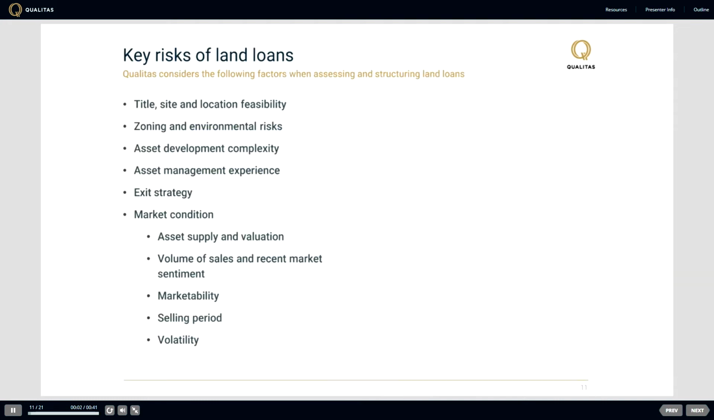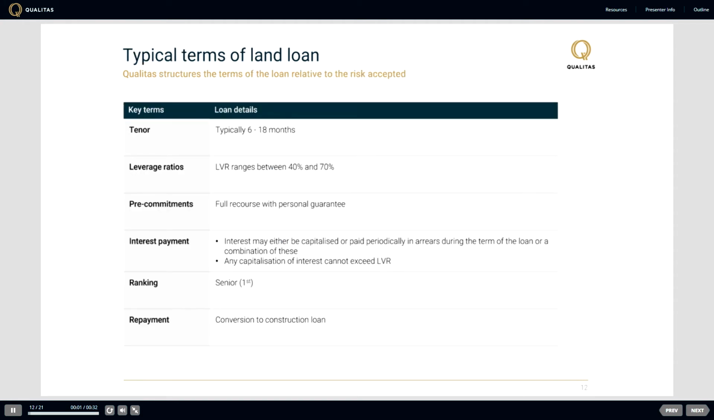So what are the key risks of land loans? When assessing land loan investments, we focus on the development feasibility, exit strategy, developer capability, and market conditions. We require a third-party valuer to provide an independent view on these key aspects and also apply our internal view on their assessment. At Qualitas, we focus on sites with DA approval and high probability to convert to a construction facility and or a site with deep buyer pool that could be readily resold. For land loans, we set a very high standard for developers' experience and financial capacity to execute and manage the development. So what are the typical terms of a land loan?